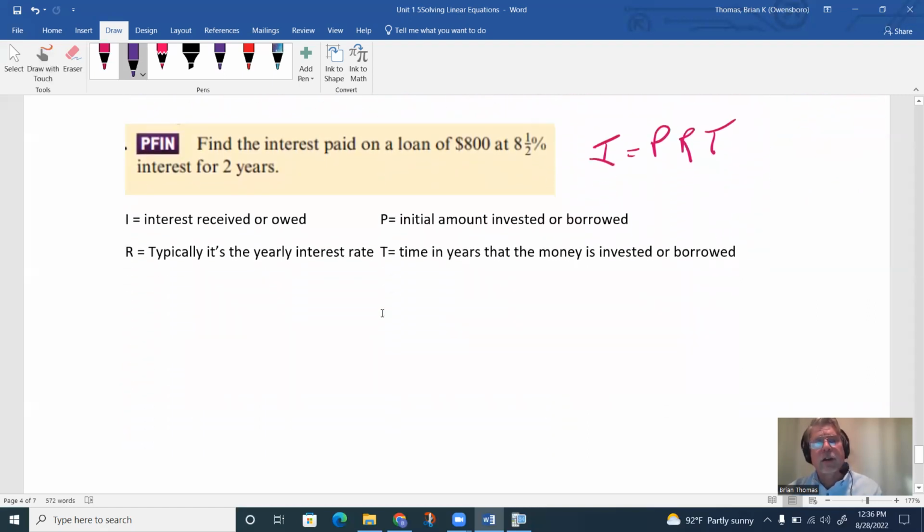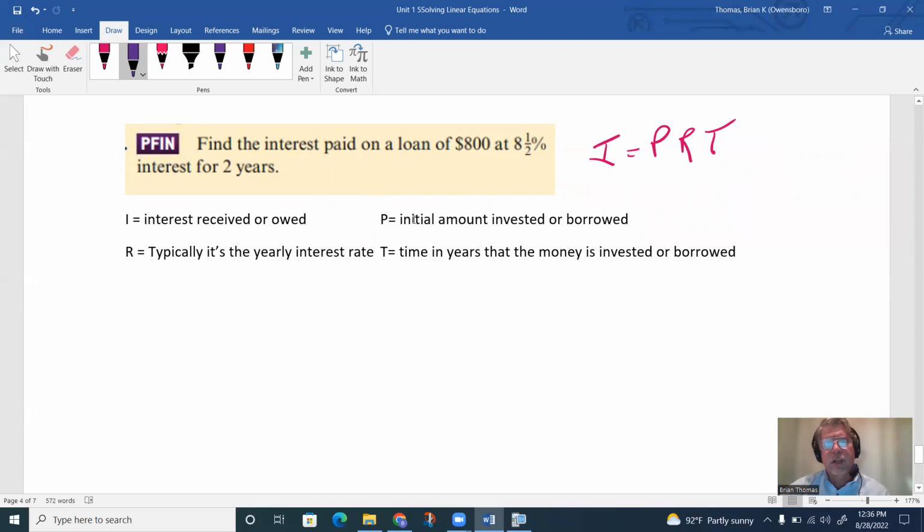So to find interest paid on a loan is another question we may come across here. So this is what's referred to as simple interest. In simple interest, the I equals PRT is the formula that we're going to be using. So I represents the interest you're going to either be receiving or owing. So interest received or owed. So if you borrow, that's what you have to pay back. If you're investing, that's what you're going to receive.